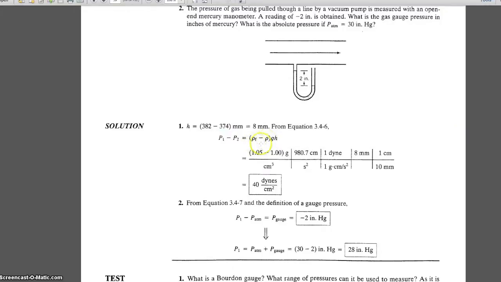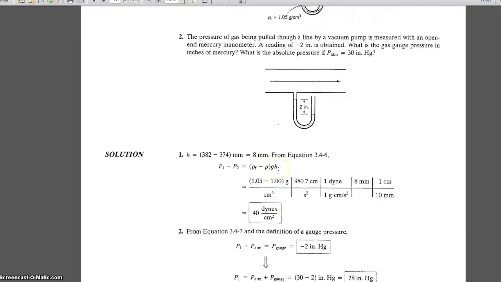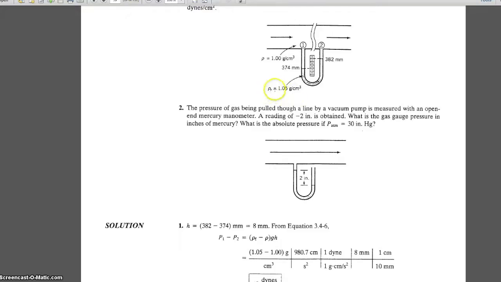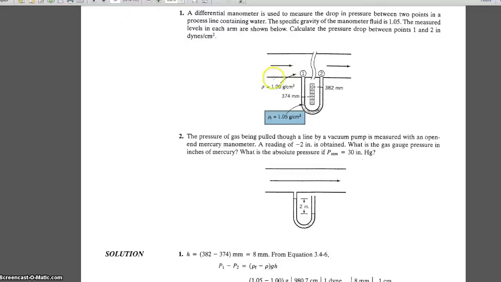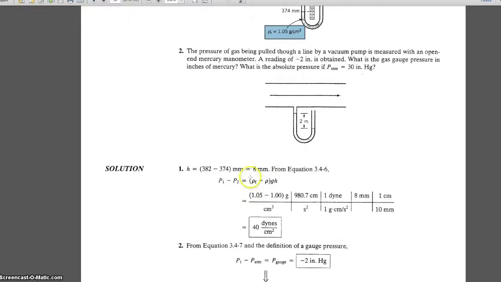So we calculate the difference in density. So 1.05 minus 1 gram over centimeter cube. That's the density of the fluid, and this is the density of water, since the process line contains water. So water is 1 gram over centimeter cube, while the fluid is 1.05 gram over centimeter cube.